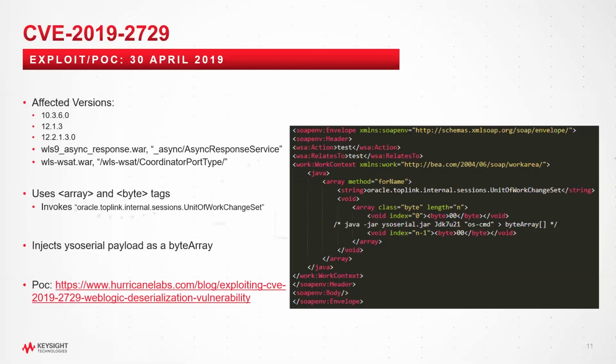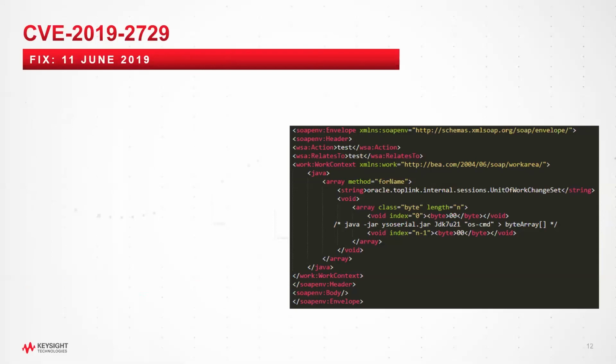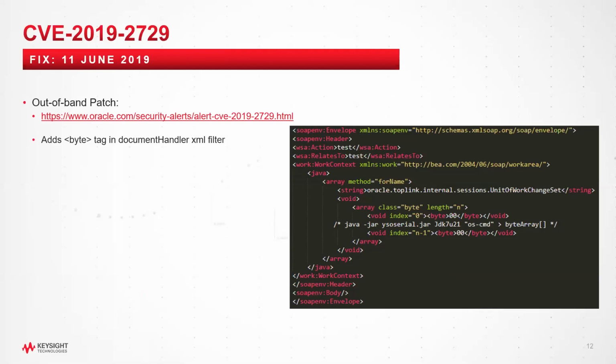This POC is not a plug-and-play script. It's just a description of how the attack vector looks, and other technical details about this attack vector. The fix was also an out-of-band patch just a couple of days later, and the byte tag was completely filtered. So this method is obsolete.